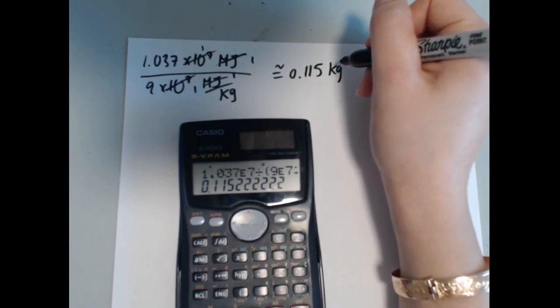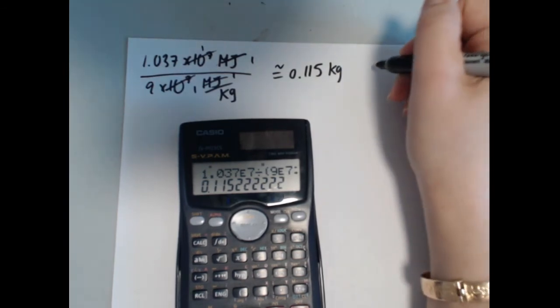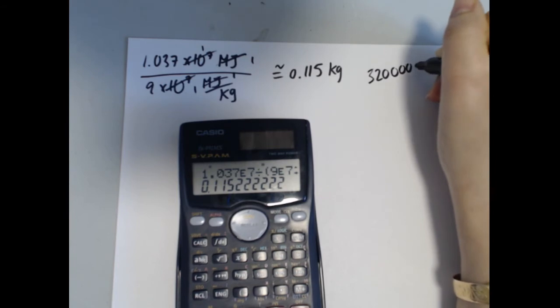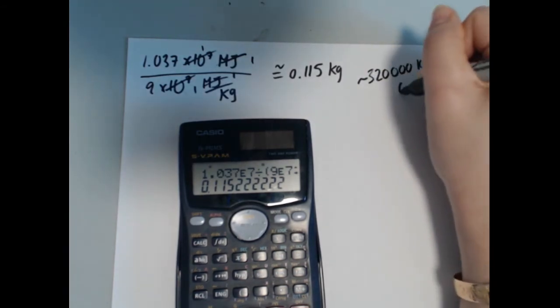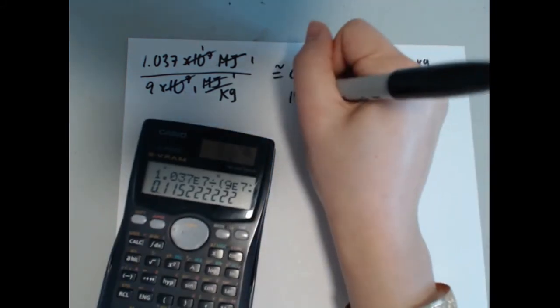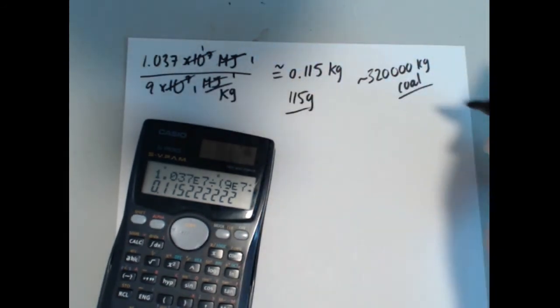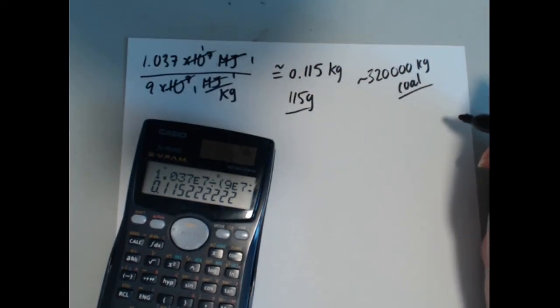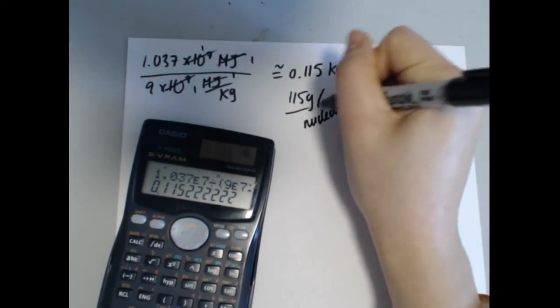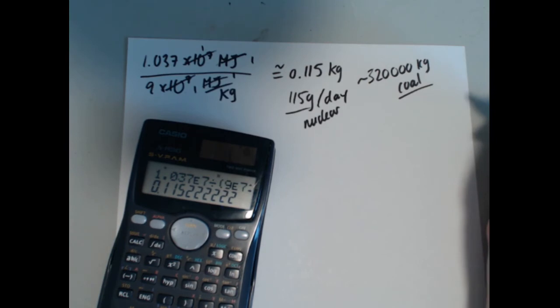I really want you to sit with that piece of information. We found in the previous example that it took approximately 320,000 kilograms of coal to power that city. And it's taking about 115 grams of nuclear fuel to do the same thing. So if that table of specific energy of various fuels, nuclear versus coal, didn't put that into perspective for you, I think this really will. 320,000 kilograms versus 115 grams. And that's per day, by the way.